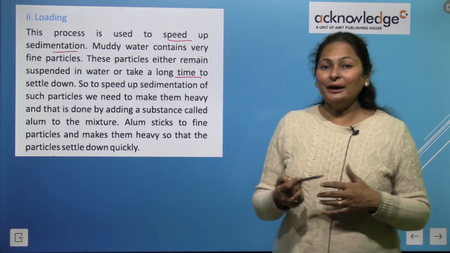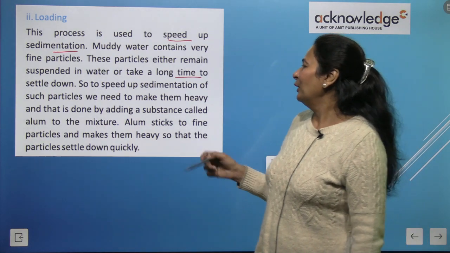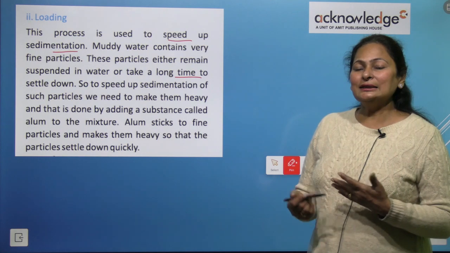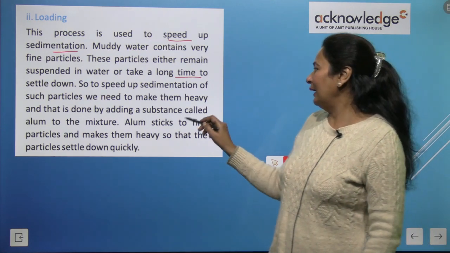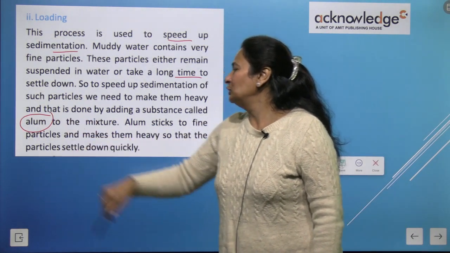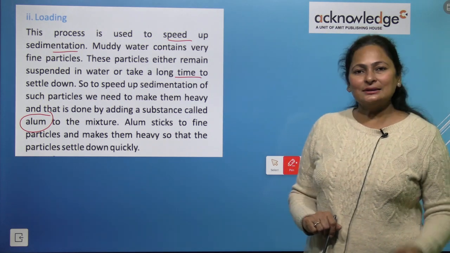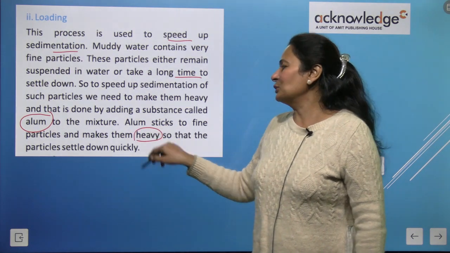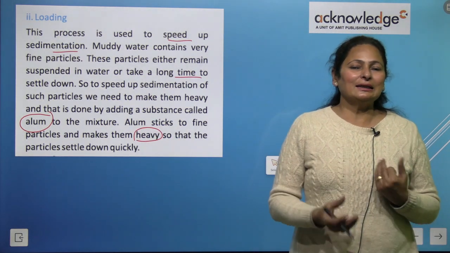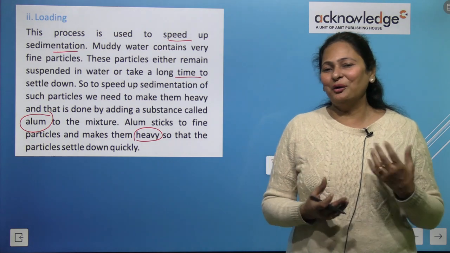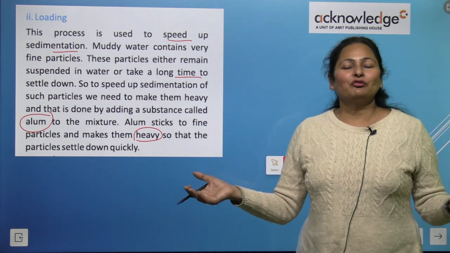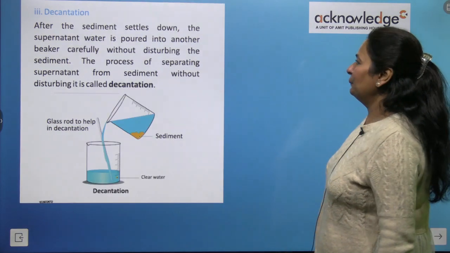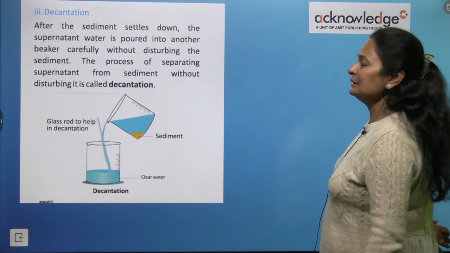So, to speed up this process, we add what? We add alum and we make these particles heavy, right? Adding a substance called alum to the mixture. Alum sticks to the fine particles and makes them heavy so that they can easily settle down at the bottom of the container and we separate it. Now, you got to know what is sedimentation and what is loading.